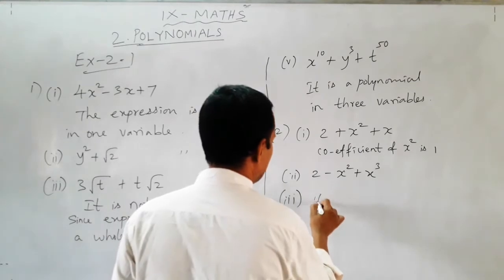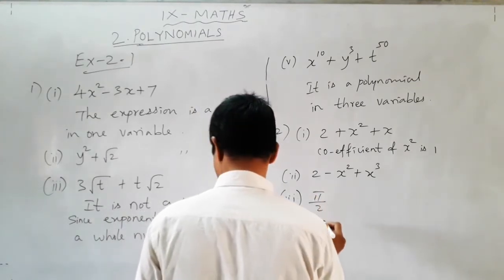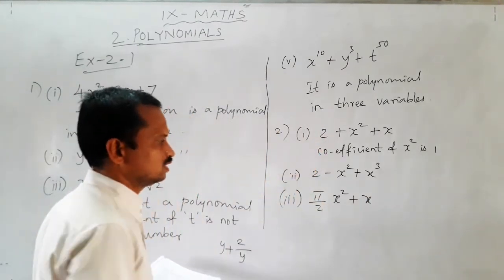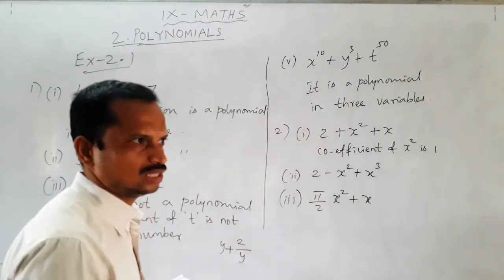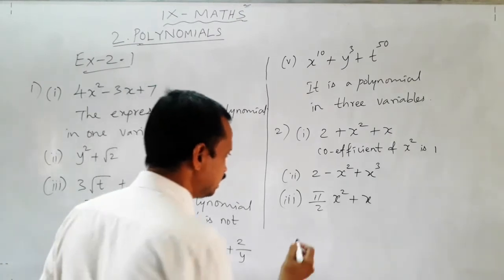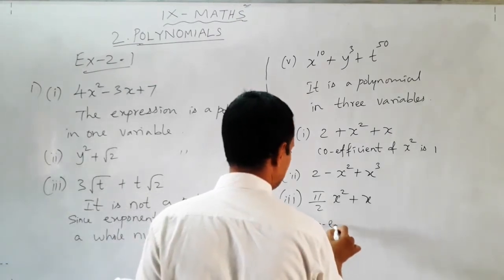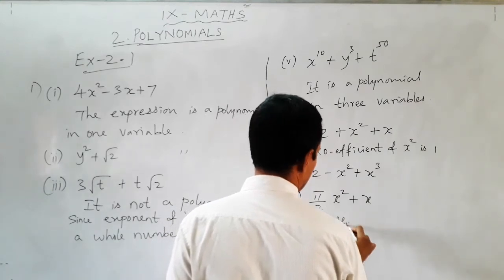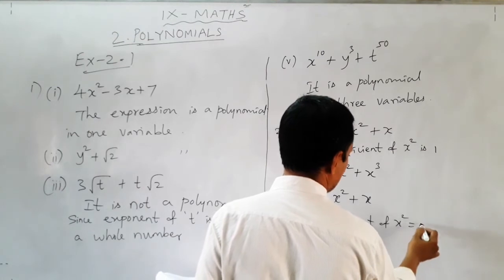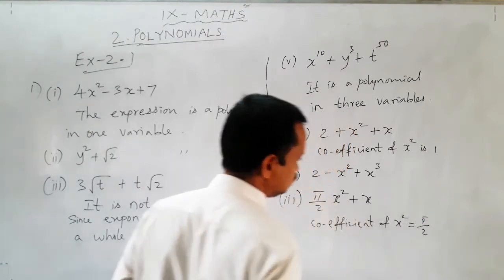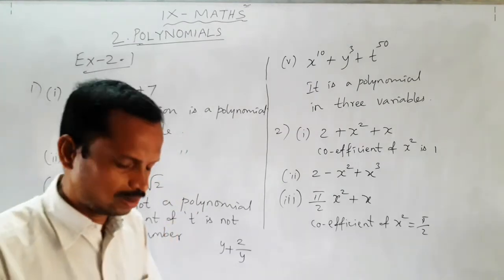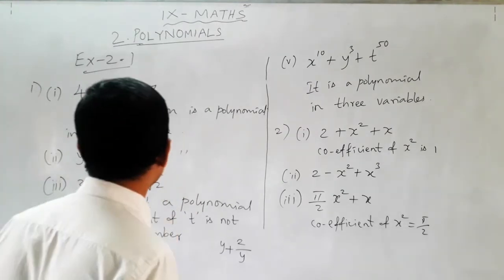Option 3, pi by 2 x square plus x. So here the coefficient of x square is pi by 2. So pi by 2 is nothing but a value. Here x square coefficient is pi by 2. You have to write the answer: coefficient of x square equal to pi by 2. The answer is pi by 2. Coefficient of x square is pi by 2. So like that option 4 you take as common. But you have to understand what is there.